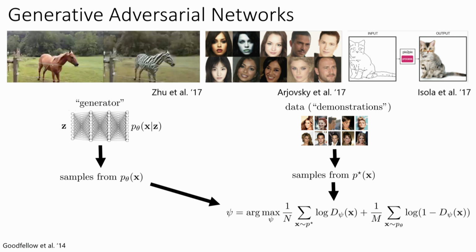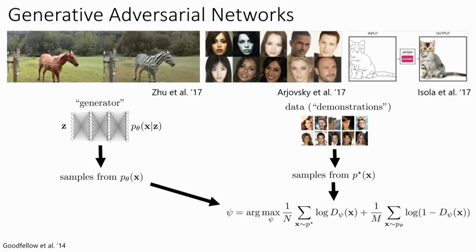And it's trained in a fairly obvious way. It's trained to be a binary classifier that assigns positive labels to the data and negative labels to the samples from the generator. So if D_psi(x) is the probability of x coming from the data, then you want to maximize log D_psi(x) for all the samples from the data, and then maximize the log of the other label, 1 minus D_psi(x), for samples from the generator.